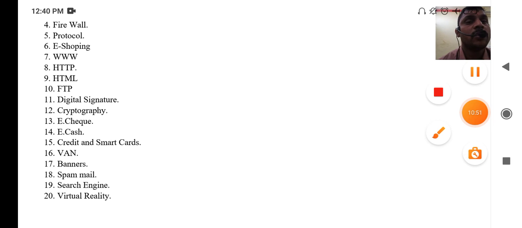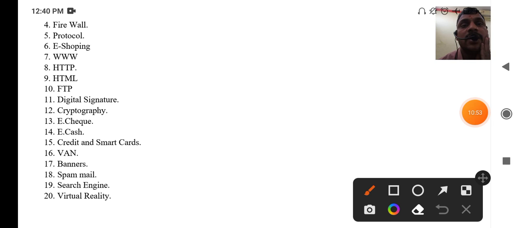So next important 2 marks question is what is digital signature? And next, 12th question is cryptography, and what is e-check and what is e-cash, credit and smart cards, WAN, banners, spam, mail and search engine, virtual reality. So we have different types of 2 marks questions.